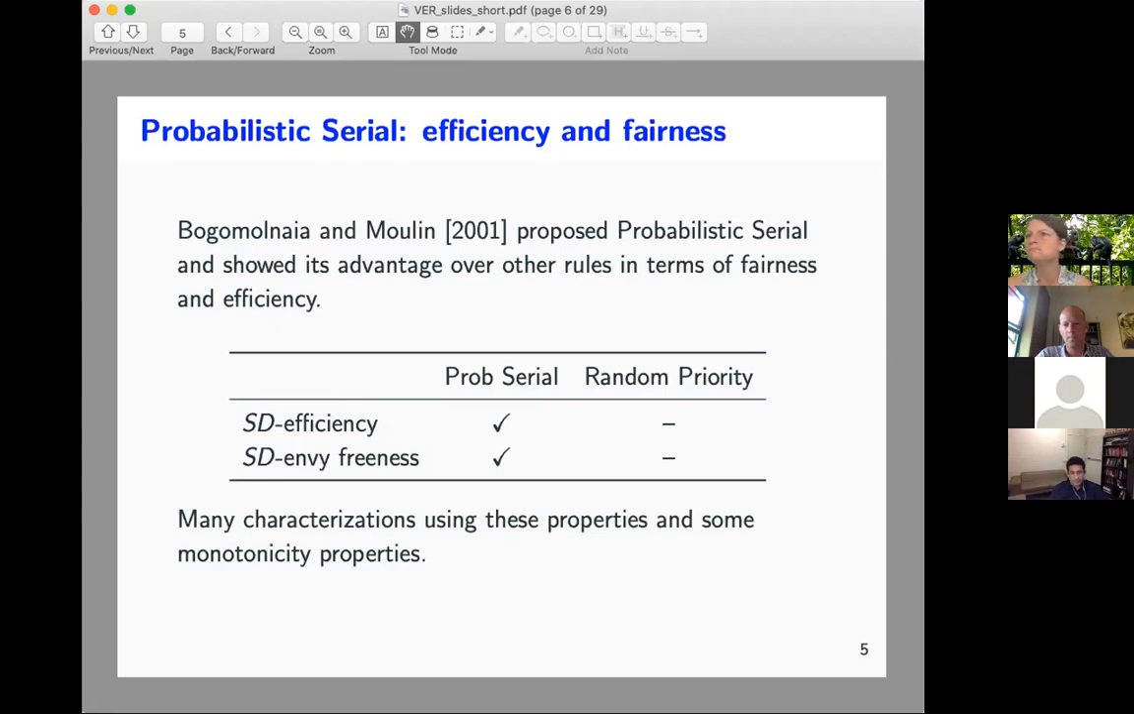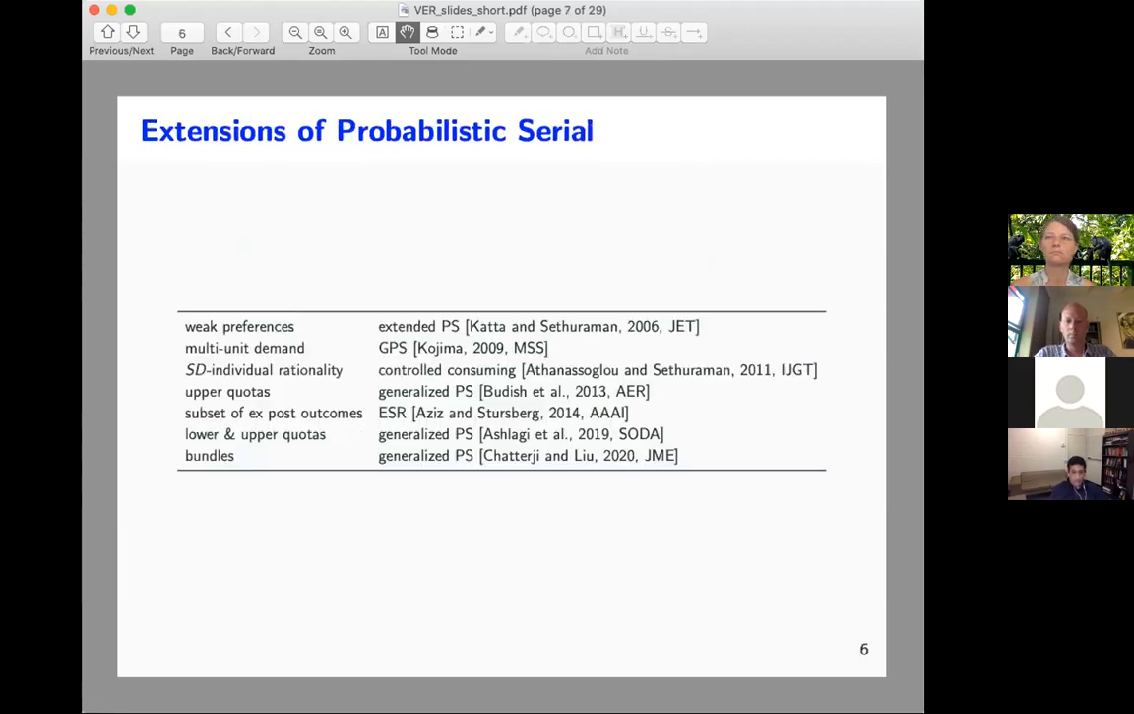Based on this piece of work, there have been many follow-up works. There are about 600 citations for this paper, and many characterizations of this rule based on fairness, efficiency, and certain other monotonicity properties. The rule has also been extended in various works in computer science and economics. I mentioned just a few, but there are many. So it's been extended to the case of weak preferences, multi-unit demands, individual rationality, upper quotas, and so on.